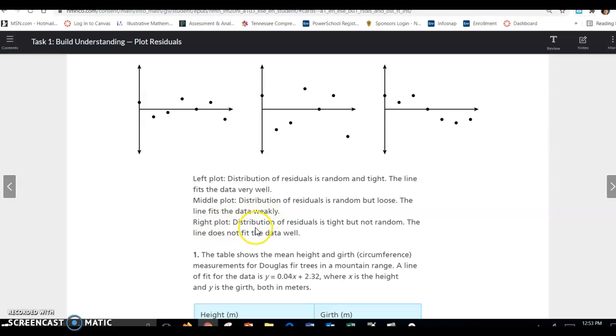The right plot, the distribution of residuals, is tight but not random. The line does not fit the data well. Here, it would be better if the line went downhill and went through these points at an angle, like a negative slope would be a better fit for that one.